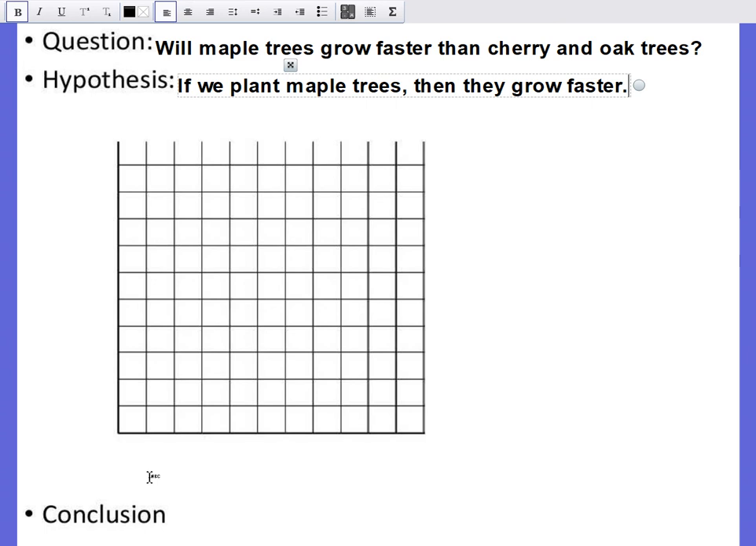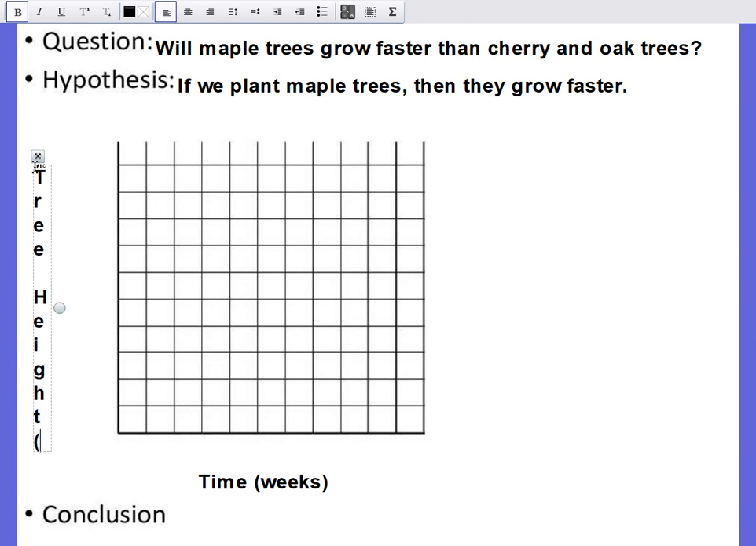I'm going to set up my graph here. So on the bottom, I'm going to have what was in the first column on our table. That was time in weeks. And then what we're measuring here is the height. I'm going to say tree height. And it looks like we're measuring that in inches. I'm going to set up my title. I'm going to say tree height versus time. And then I'm going to set up my numbers.